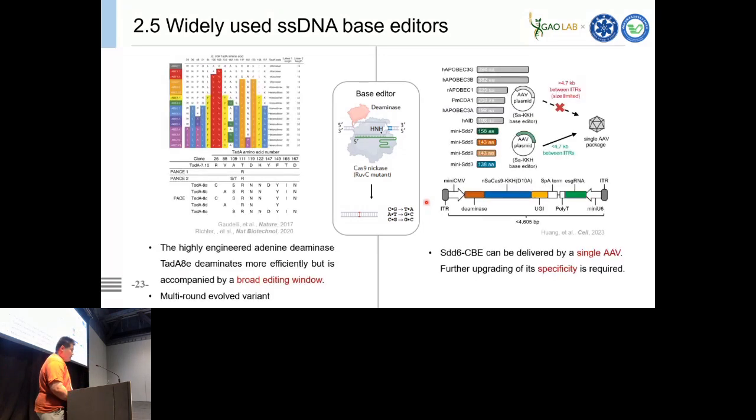Let's look at 2 cases. On the left is TadA8e, an editing deaminase with strong activity but a wide editing window, which limits precision. On the right is SDD6, like APOBEC1, a cytidine deaminase we discovered in 2023. It's compact enough for single AAV delivery, but still has room for improvement in both efficiency and specificity.